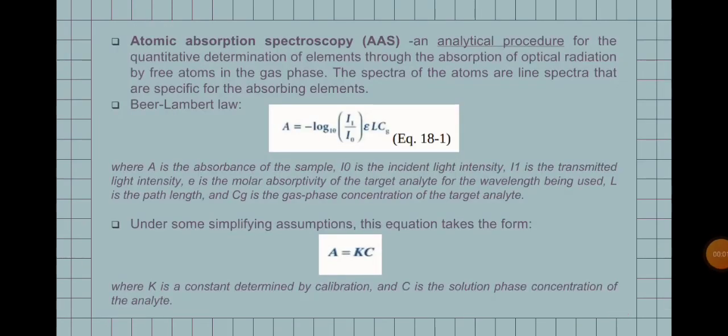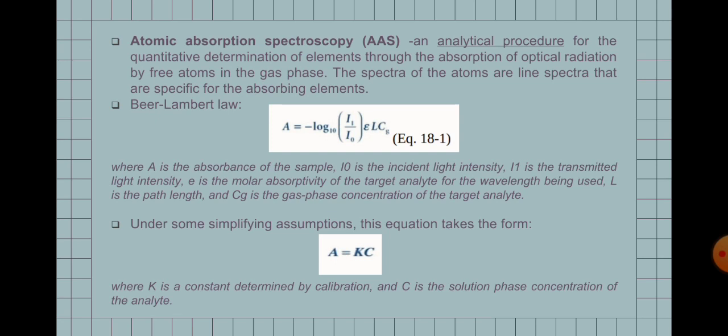What is Atomic Absorption Spectroscopy or AAS? It is an analytical procedure for the quantitative determination of elements such as zinc, iron, copper, magnesium, and etc. through the absorption of optical radiation by free atoms in the gas phase. So the spectra of the atoms are line spectra that are specific for the absorbing elements.